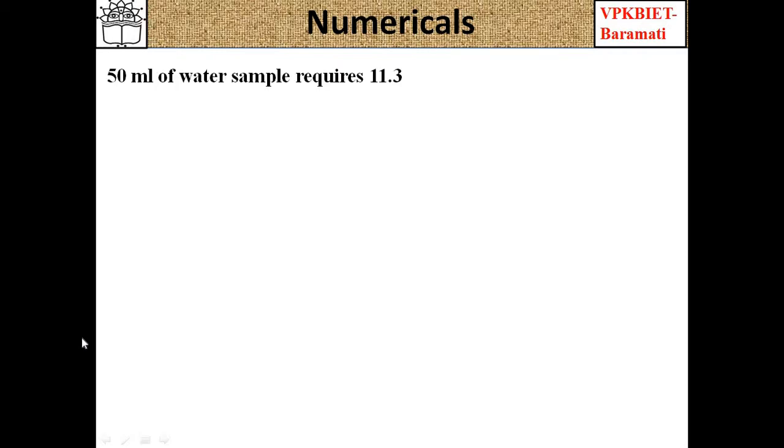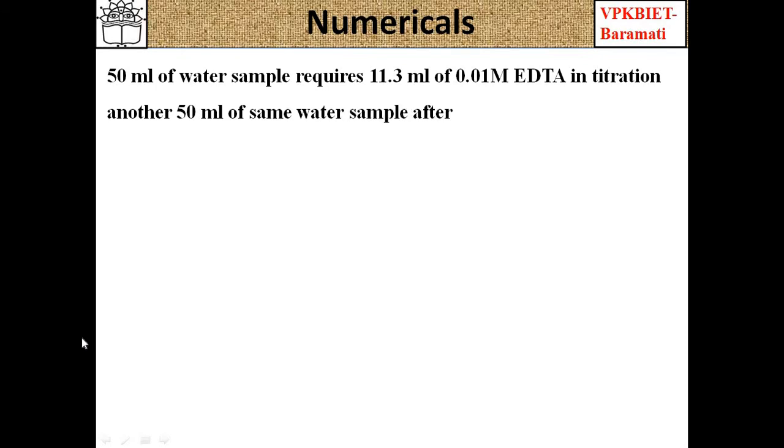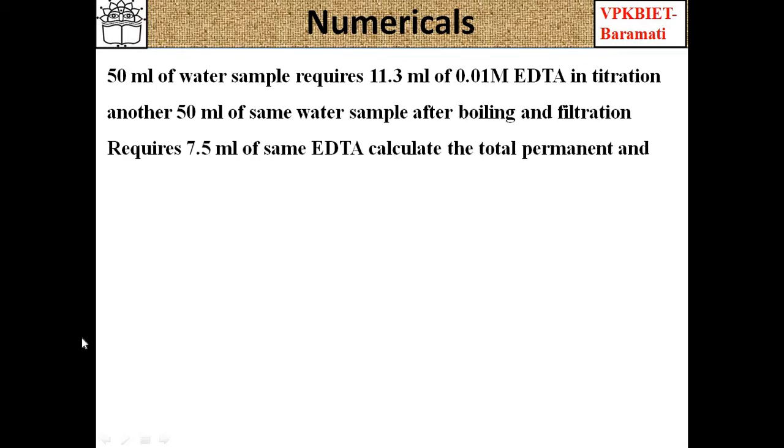The problem is: a 50 ml water sample requires 11.3 ml of 0.01 molar EDTA in a titration. Another 50 ml of the same water sample, after boiling and filtration, requires 7.5 ml of the same EDTA. Calculate the total, permanent and temporary hardness of water.